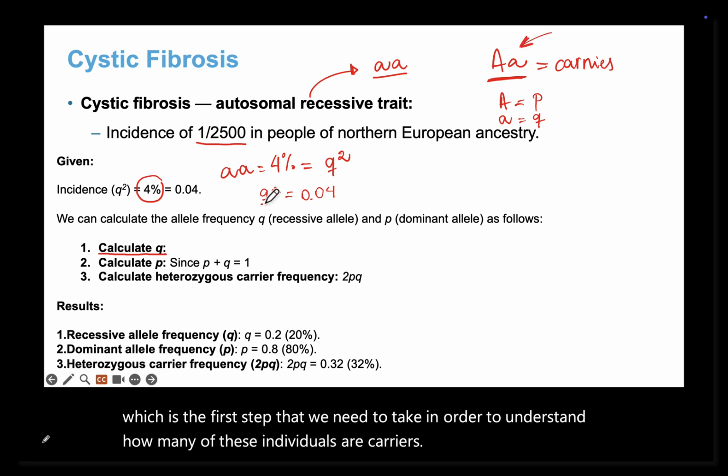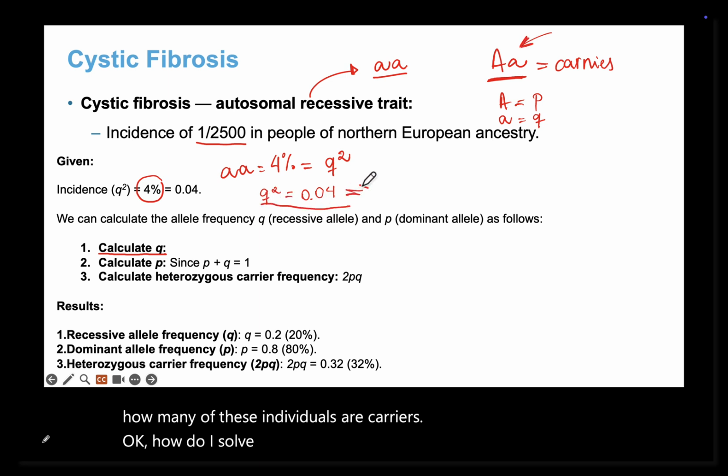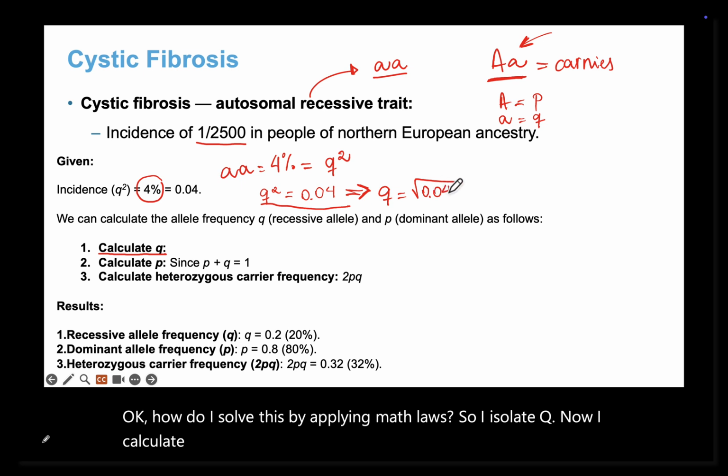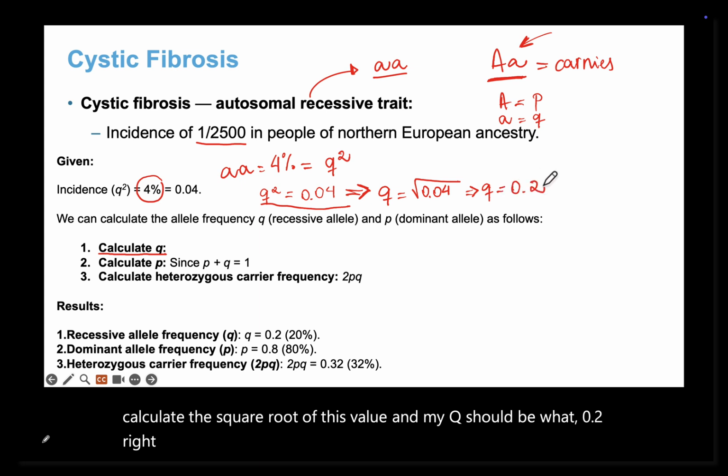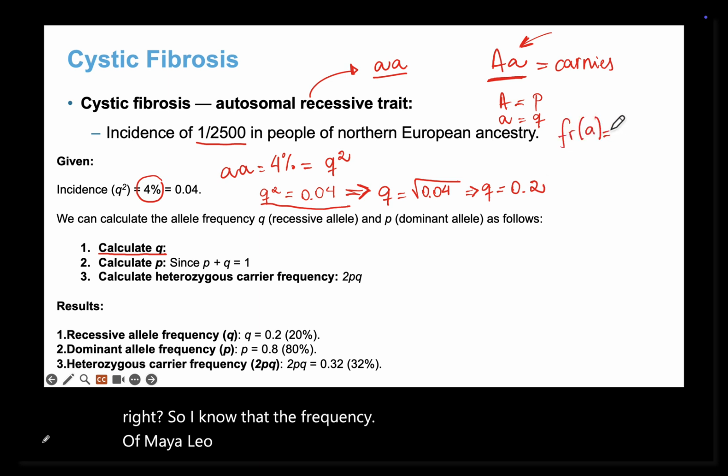Okay, how do I solve this? By applying math laws. So I isolate q, now I calculate the square root of this value, and my q should be what? 0.2, right? So I know that the frequency of my allele a is equal to 0.2 or 20%.